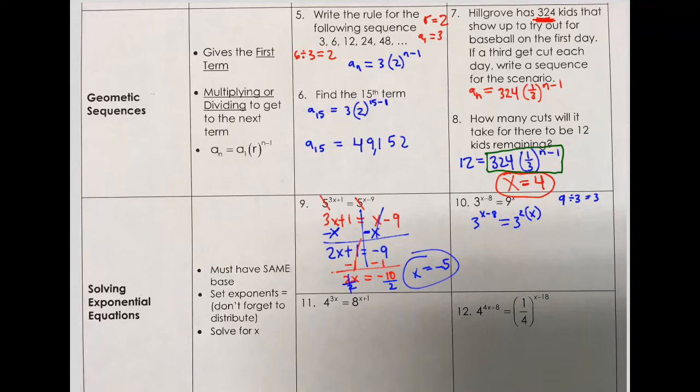Now we can cross out our bases, and that leaves us with x minus 8 is equal to 2 times x, which is 2x. And so we have x minus 8 is equal to 2x. So now we just start solving for x. So let's get rid of that x. Whatever you do on one side has to be done on the other. That leaves us with negative 8 is equal to x. And we're all done.